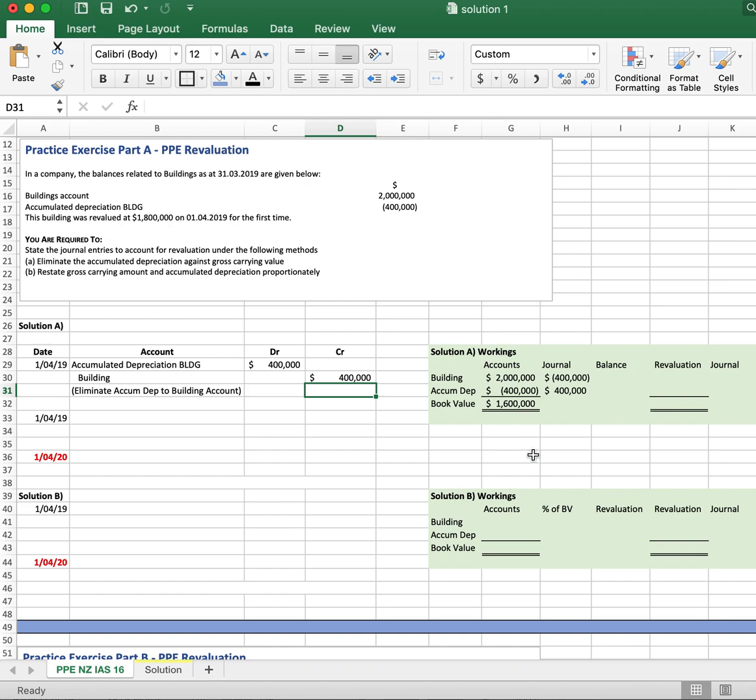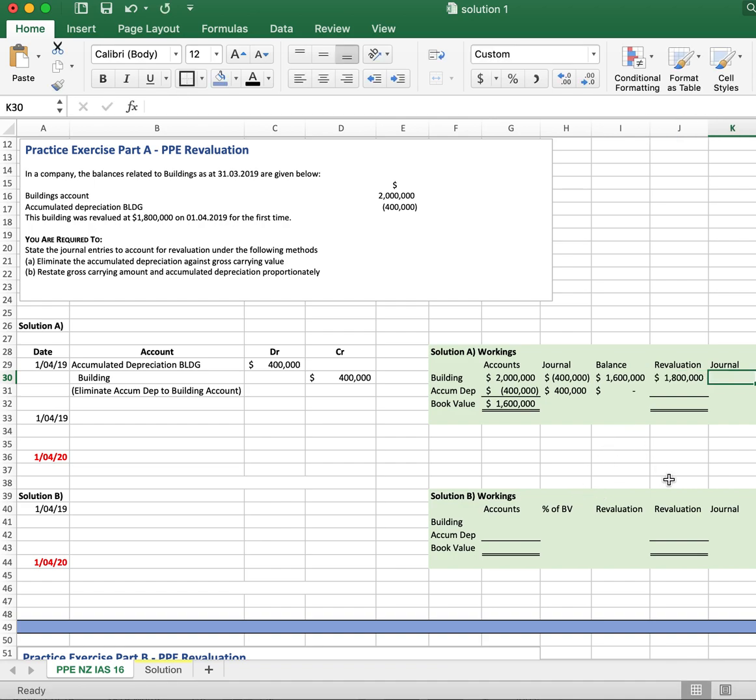So that really now would change the balance of this account. The balance in the building account, once that journal's posted, would be 1.6 million. The balance of the accumulated depreciation account would now be 0. So that's part of the job done. What we also know is that the revaluation has come in at 1.8 million.